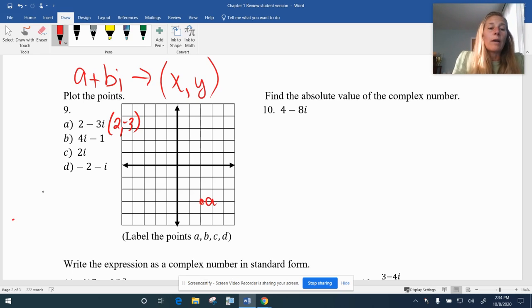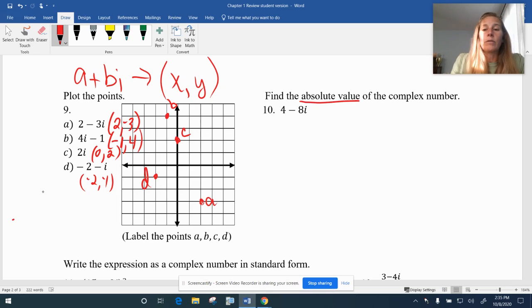Now the next one, we have 4i minus 1. So the real number is actually -1, and the imaginary number is actually 4. So it'd be -1, 4. Just be careful, if you're not paying close attention, you might accidentally do 4 and -1. The next one does not have a real number present, so that would mean it's 0, so 0, 2. And finally, the last one here would be -2 and -1.